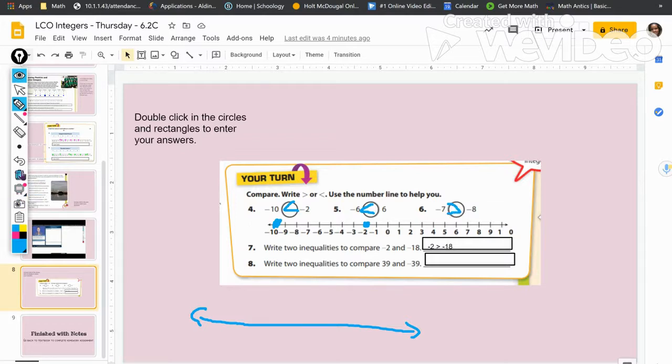Again, you can use the number line to compare these. -7 is here on the number line, and -8 is here on the number line. So which one's closer to 0? -7. You could do the same thing with this one. Well, actually you can't, because they're the same distance from 0. They have the same absolute value, but again, think of money. If you owe someone, would you rather owe someone $6 or would you rather have $6 in your pocket?